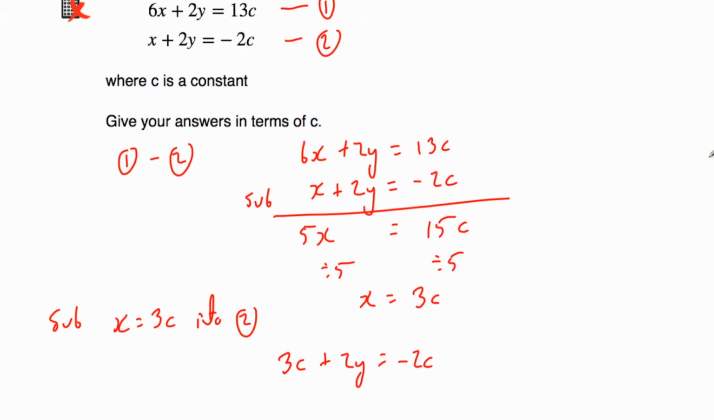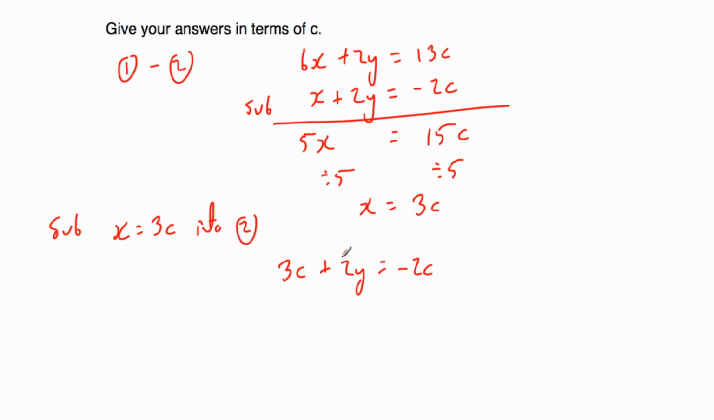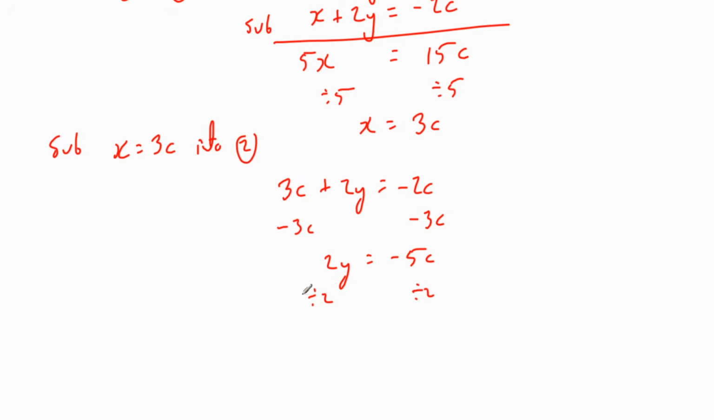And then we just need to solve this, so we want to find out what y is. Let's get rid of this 3c, so take away 3c and take away 3c. On the left hand side, we're taking away 3c to get rid of this 3c, so we'll just be left with 2y. And on the right hand side, we had minus 2c, we're taking away 3c, that's going to be minus 5c. And now we just want to find out what y is. We don't want 2y, so we're going to divide by 2 and divide by 2, and on our left hand side we get just y.